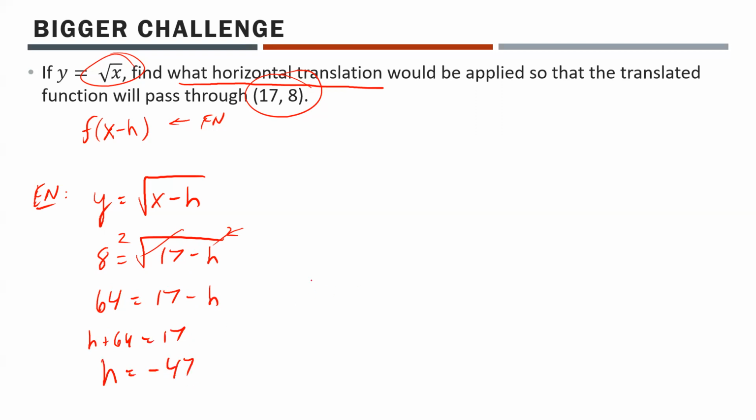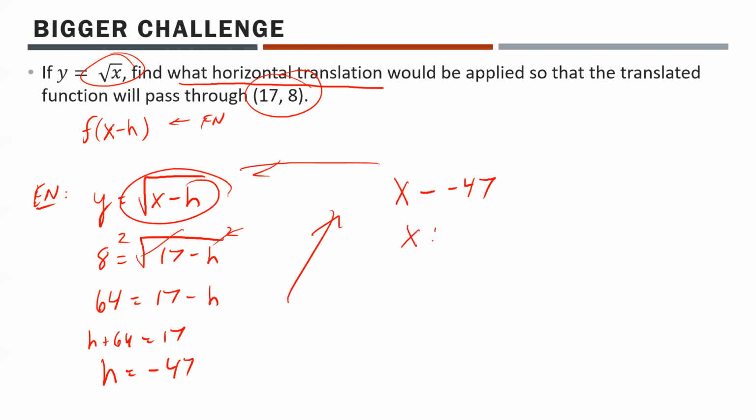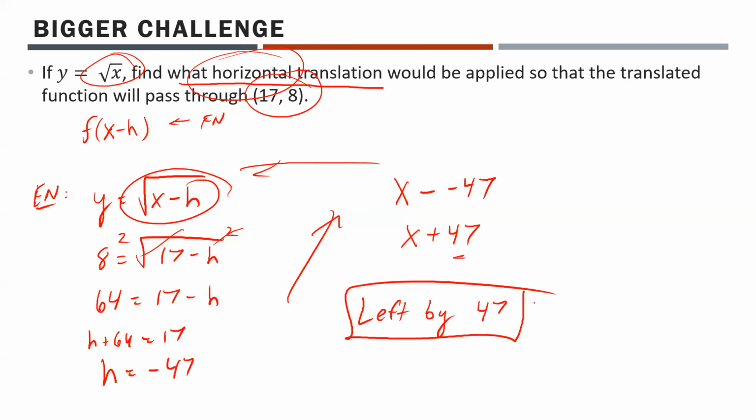So think about what this means for a second. This means inside this function, we had x minus negative 47 right in here, right? Now, x minus negative 47 is the same thing as saying x plus 47. So what kind of a horizontal translation do you think that is? It's got 47 involved in it somehow. What do you think the plus represents when it's inside of a function? Well, that represents it's going to the left. So the answer to this one is we moved this function left by 47.